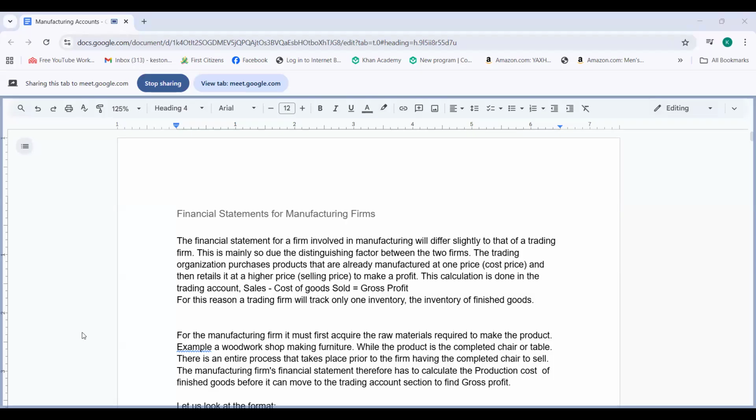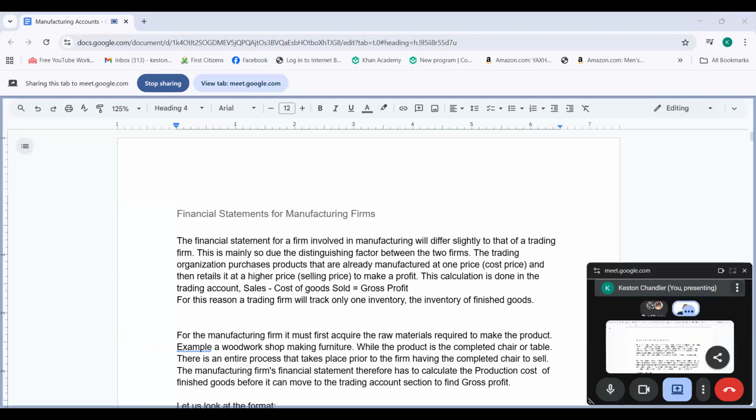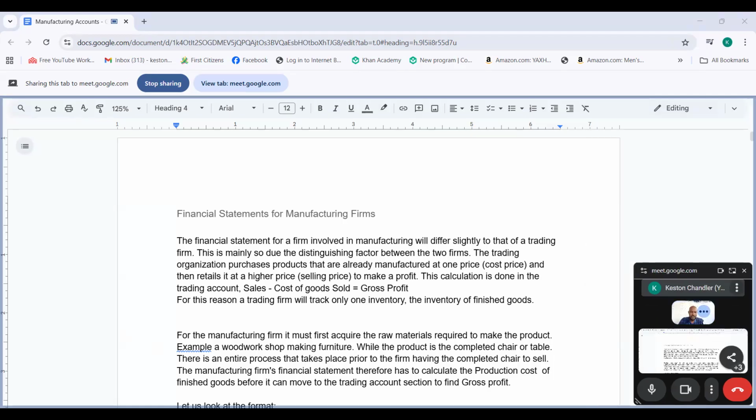All right, so in this session, we're talking about manufacturing accounts, right? We have a handout that I shared in the group with you guys. So we're going to go through the handout. We're going to look at some examples in the handout, and then we're going to look at a worked example, right? We're going to work alongside you guys and complete a full paper, right?